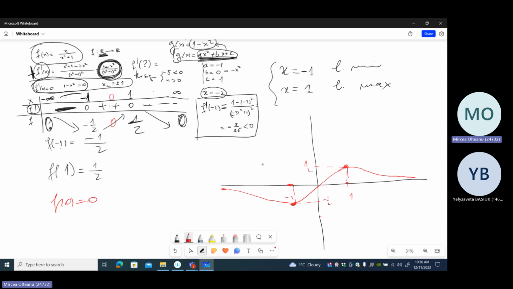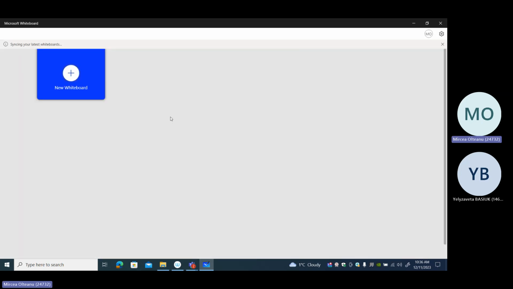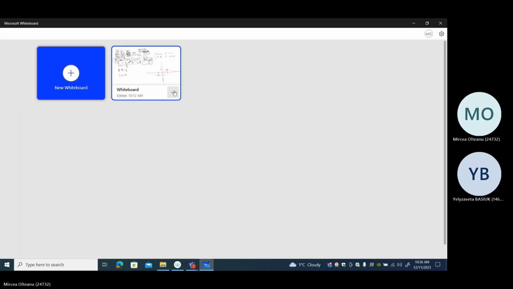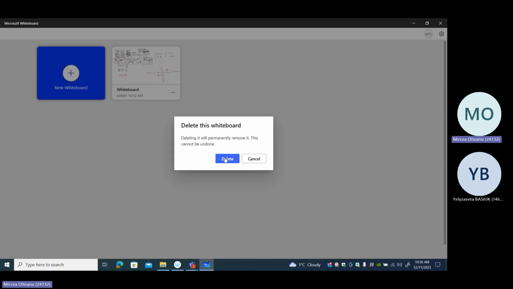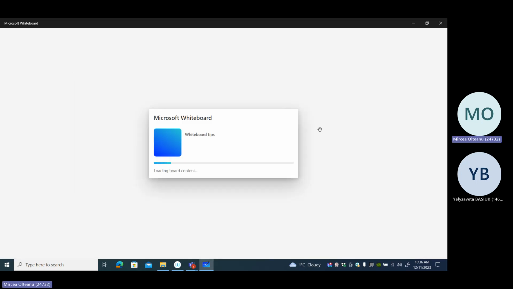But here there is more information. Not only monotony and extrema, but the most important information is contained in this table, yes? Monotony and extrema. Okay, so this is the algorithm. Let's try another exercise.